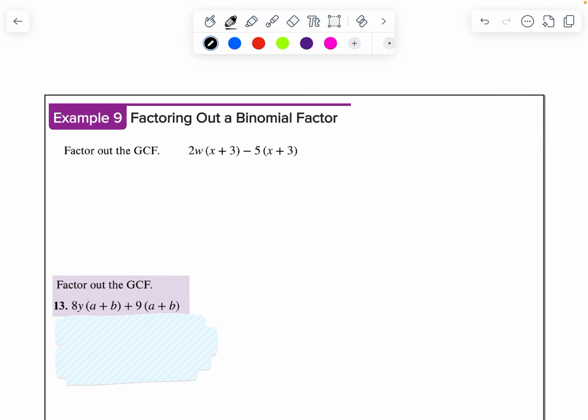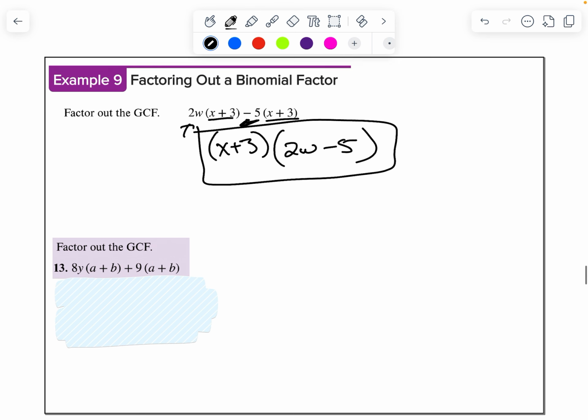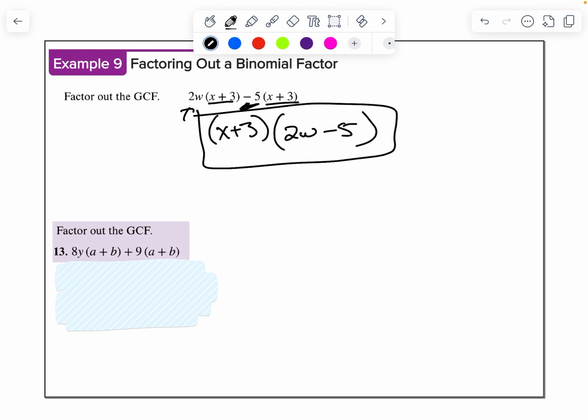All right, this goes back to the binomial factor. We have to look very closely. What do these have in common? They don't have a 2 in common. They don't have a w in common. What do they have in common? They have that x plus 3 in common. So if I take the x plus 3 out, what do we have left? A 2w and a minus 5. And that, we just factored out the x plus 3. Try the same thing here. We're going to have to use this in just a second. They have an a plus b in common. And if you take it out, you'll be left with an 8y and a plus 9.